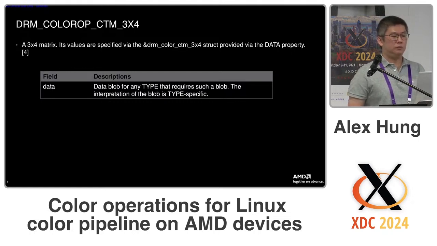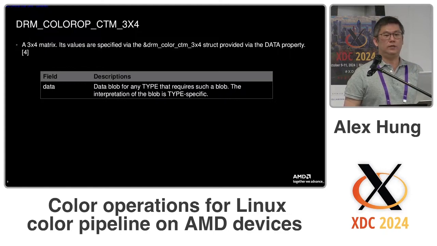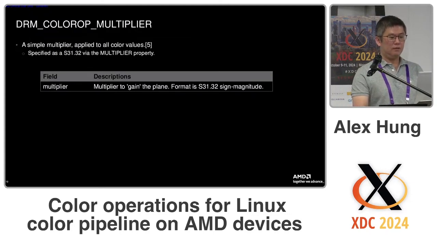The CTM 3x4 color op, as the name suggests, passes a 3x4 matrix. Because the 3x4 matrix has a fixed size, we don't need a size entry. We just need a data block where we can write the 3x4 matrix from the user space. Similarly, the multiplier is a simple multiplier that applies to all color values. It's 64 bits in length, and it's in the format of S31.32.